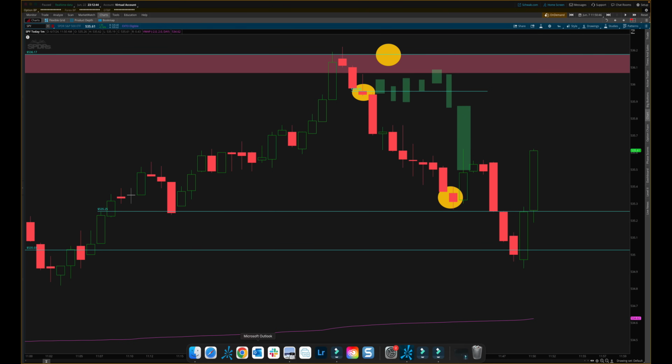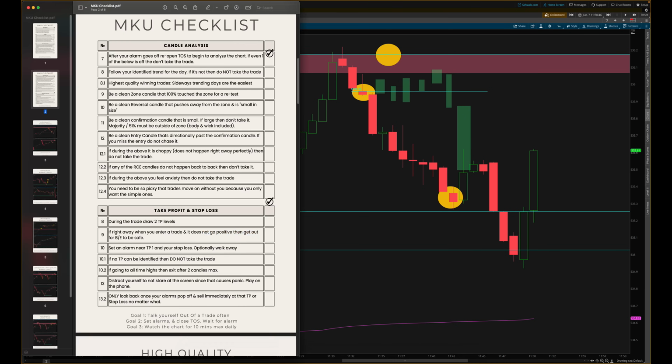So next piece here. Set an alarm near TP1 and your stop loss. And this is different. This is a harder one. So I'm not saying everyone needs to do this right away. Once you get comfortable with the strategy, I say do it. But when you're first starting, this can be hard.